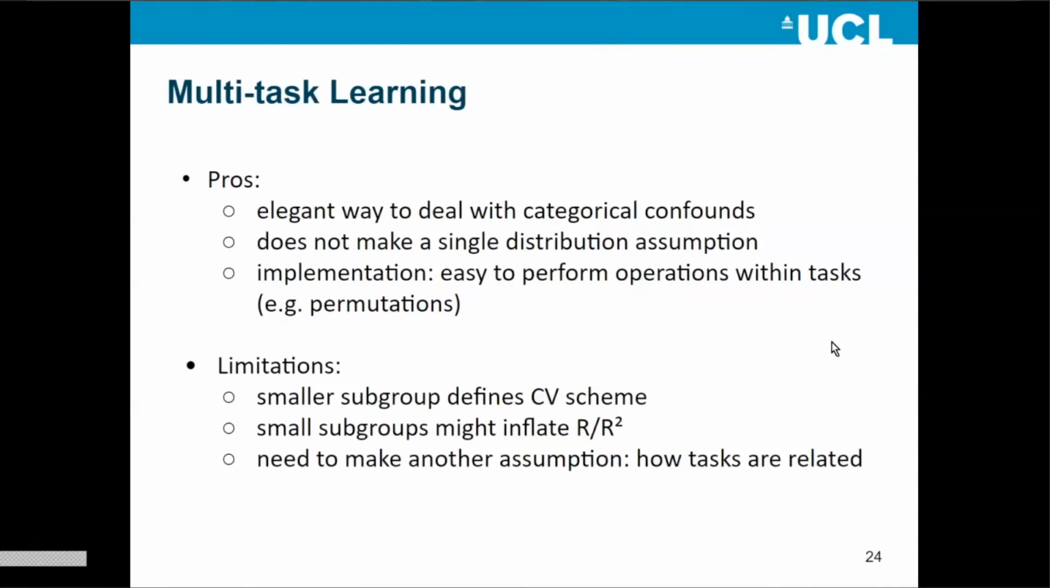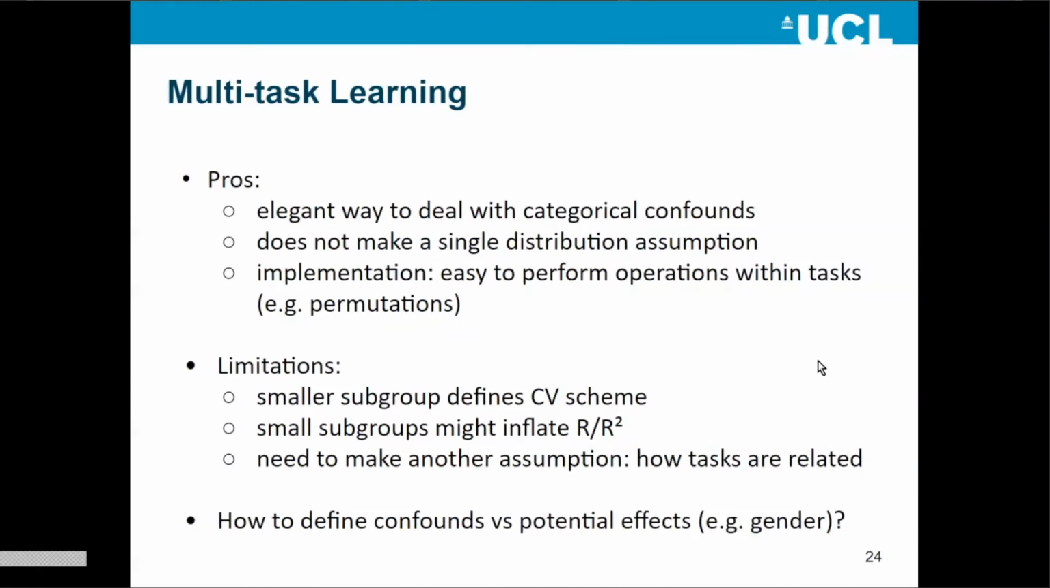And you need to make another assumption, which is how the tasks are related. Now, I tested a couple, and they showed very similar results, including an implementation that actually learns how the tasks are related. And you can actually look afterwards at the covariance between the tasks, which is nice, because it really shows if there are some tasks that are more structured or more clustered together, or if you should really consider them as separate things. But it is another assumption.